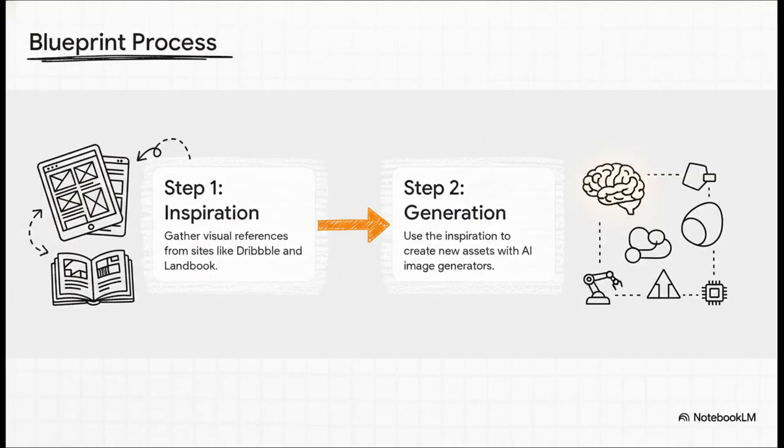This really breaks down into two main parts. First, we've got to gather some inspiration. We'll hop on platforms like Dribbble and Landbook to find references. Then we'll take that inspiration and feed it directly to our AI to create something totally new and custom.